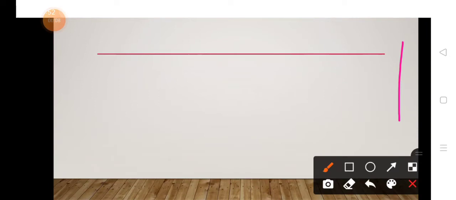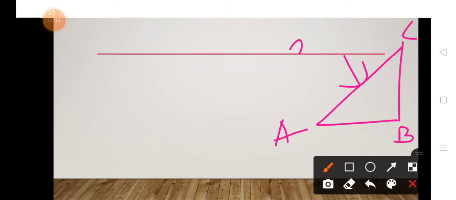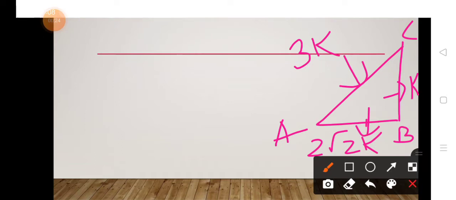I drew a triangle. This is A, this was B and this was C. I knew that AC was 3K and BC was K. Now I find out by Pythagoras theorem that AB was 2 root 2 K. Now by this we can find anything from here.